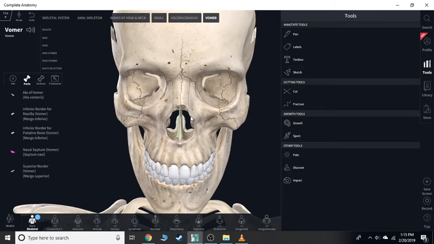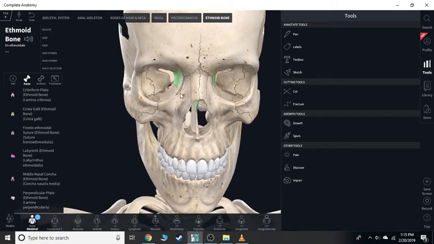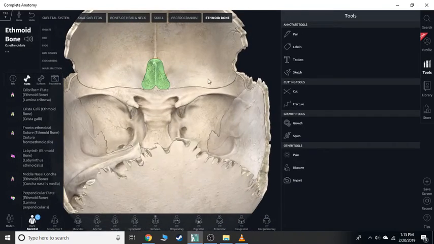The ethmoid is one of those ones that you really have to play around with, because if you see a real skull, it's very, very fragile, so it's really hard to preserve them, and a lot of the models don't look a lot like it.